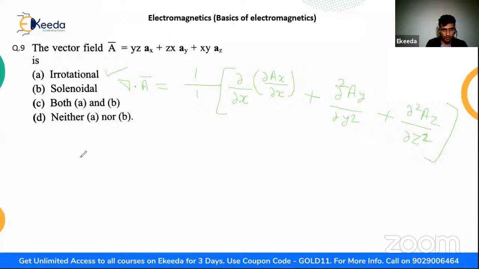So now we will do the differentiation, and you will get the double differentiation with respect to x of this term Ax. With respect to x, yz will be treated as constant, being a partial derivative, and there are no terms of x, so the differentiation will be 0. Similarly, double differentiation with respect to y of this term will be again 0, because there is no y term and x and z are treated as constant. Similarly, here double differentiation with respect to z of Az: there is no z term and xy will be constant, so again the double differentiation will be 0. Del dot A vector, which is the divergence, will be 0. So this will be solenoidal also. So the answer will be both A and B.